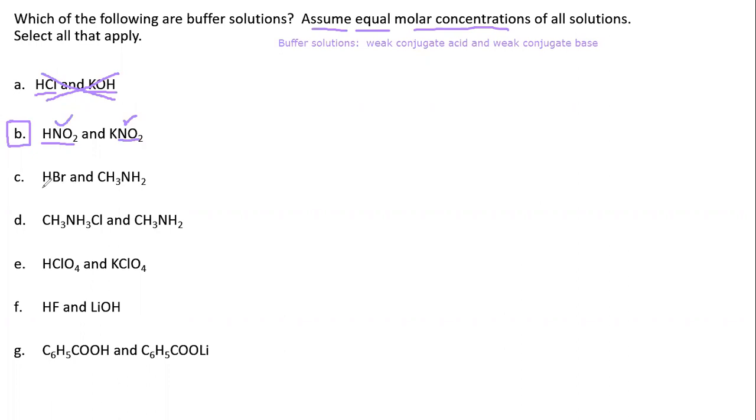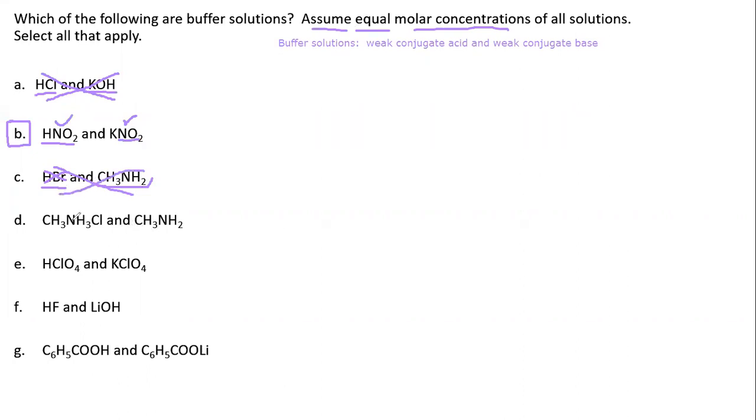Next, we have HBr. We ask ourselves the question, is HBr a weak acid? The answer is no. And since there's equal molar concentrations, it doesn't matter what the conjugate base is, even if it is a weak conjugate base, which is what it is. Since they're equal molar concentrations and we have a strong acid, this would not be a buffer.